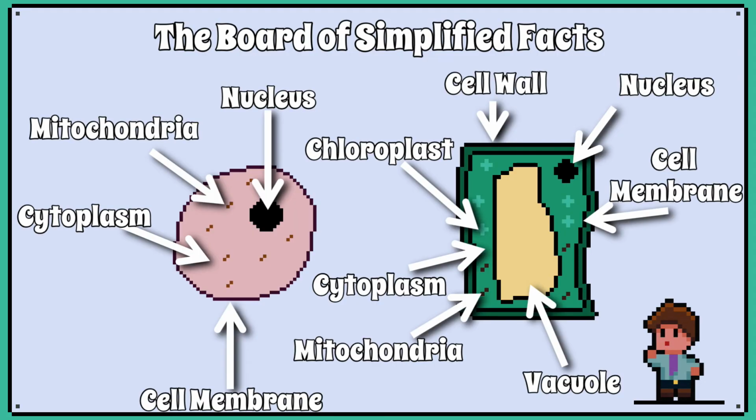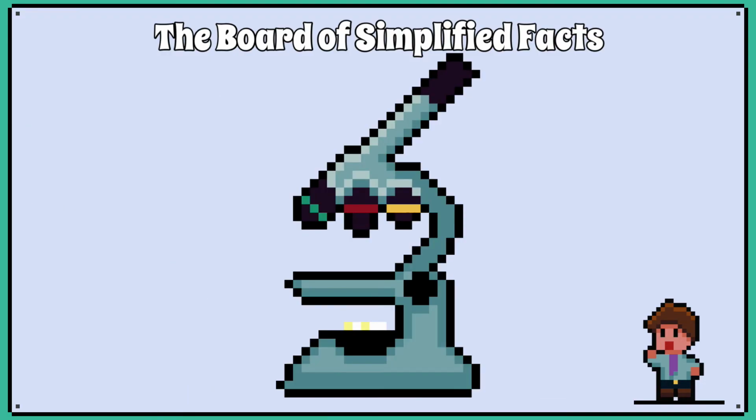You should now be able to label and state the function of each part of the animal and plant cell. In the next lesson, we will take a closer look at how to prepare an animal and plant cell so they can be viewed using a light microscope.